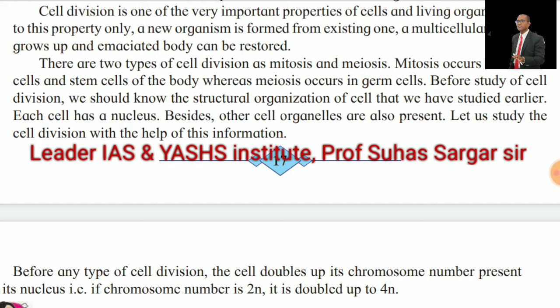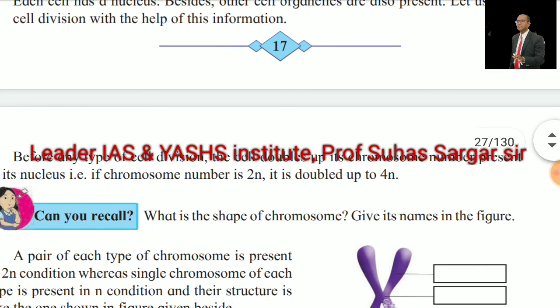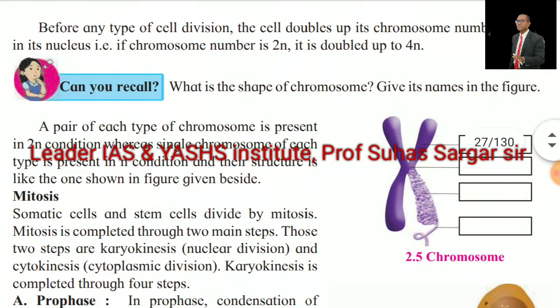Each cell has a nucleus. Besides, other cell organelles are also present. Let us study cell division with the help of this information. Before any type of cell division, a cell doubles up its chromosomes present in its nucleus. That is, if the chromosome number is 2n, it doubles up to 4n. What is the shape of the chromosome? Give it a name in the figure. A pair of each type of chromosome is present in 2n condition, whereas a single chromosome of each type is present in n condition, and their structure is like the one shown in the figure given beside.